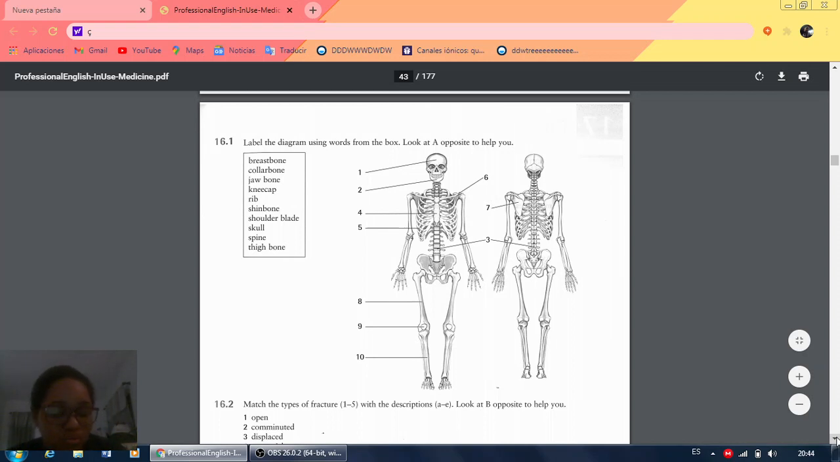Very good. Match the types of fractures with the description, look at the box to help you. Displaced B, greenstick D, impacted I. Complete the textbook extract, look at the box to help you.